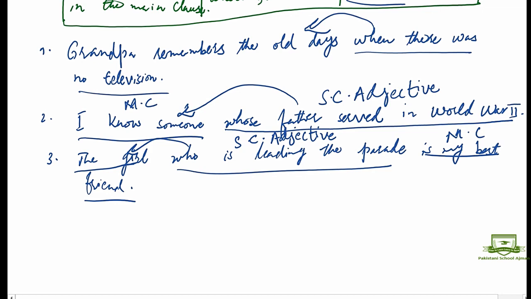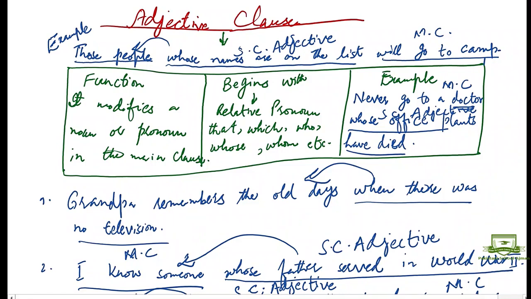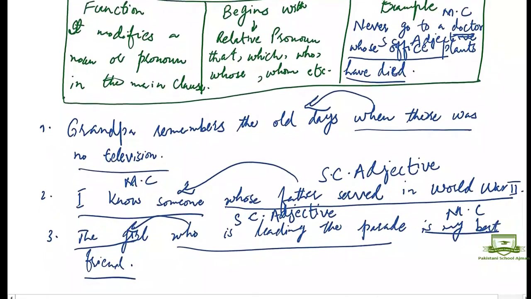Hopefully you understand what an adjective clause is and what is its function. It's very easy to identify. It modifies a noun or a pronoun in the main clause. It begins with a relative pronoun and it modifies a noun or pronoun in the main clause.